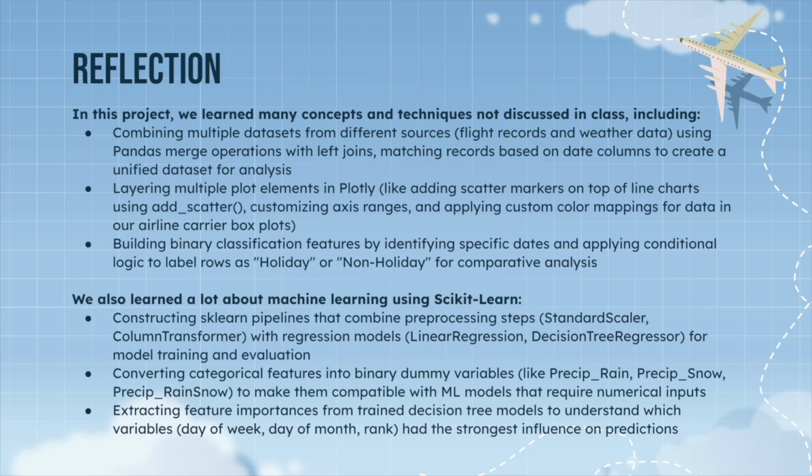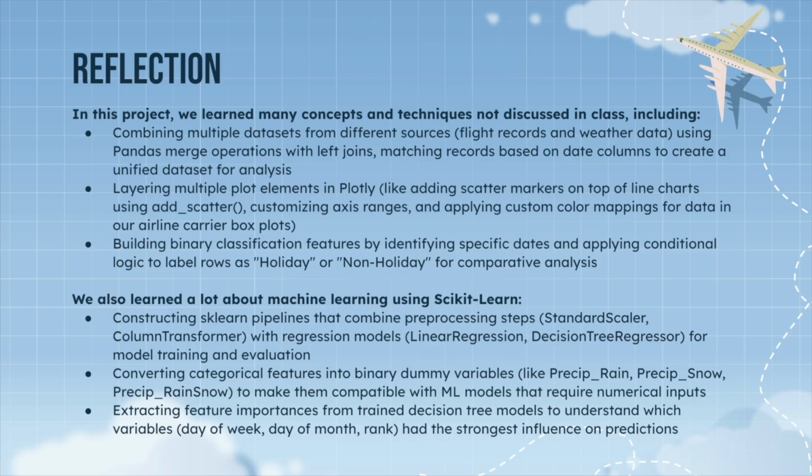So now for our reflection, in this project we learned many concepts and techniques not discussed in class, including 1. Combining multiple datasets from different sources, using pandas merge operations with left joins, matching records based on date columns to create unified datasets for analysis. 2. We also learned how to layer multiple plot elements in Plotly, adding scatter marks on top of line charts by using add scatter, customizing axis ranges, and applying custom color mappings for data in our airline carrier box plots. 3. We learned how to build binary classification features by identifying specific dates and applying conditional logic to label rows as holiday or non-holiday for comparative analysis.